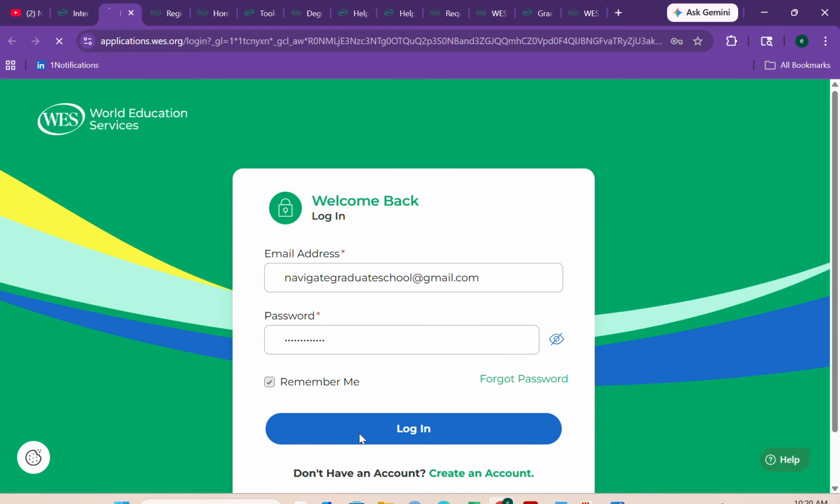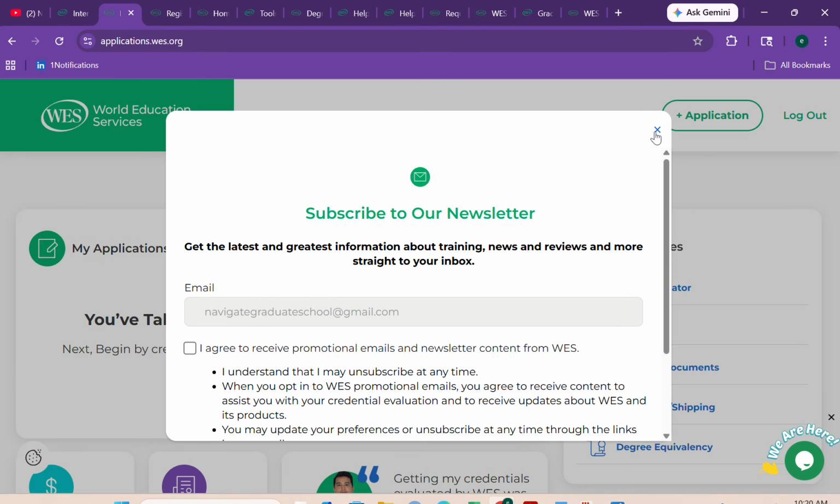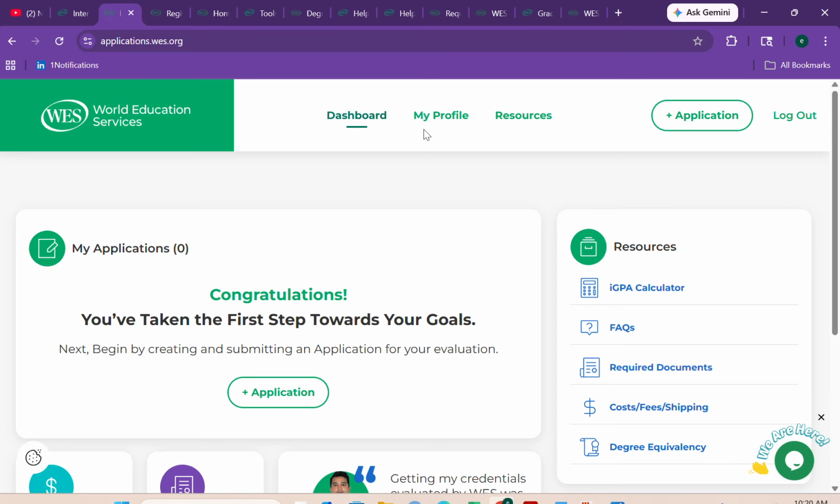So after you enter your password, you sign in. Okay, this is how it will show. They are saying that my evaluation here, I have 0 evaluation. I have 0 evaluation here. My application is 0 application. They say congratulations, you've taken the first step towards your goals. Next, begin by creating and submitting an application for your evaluation.